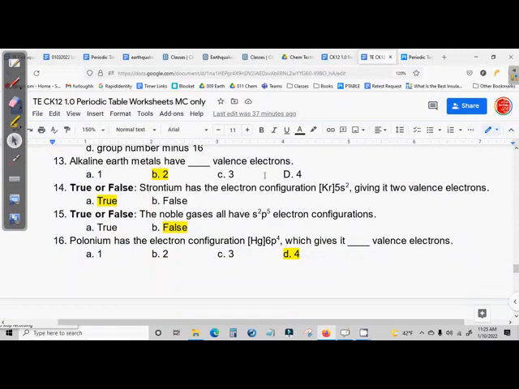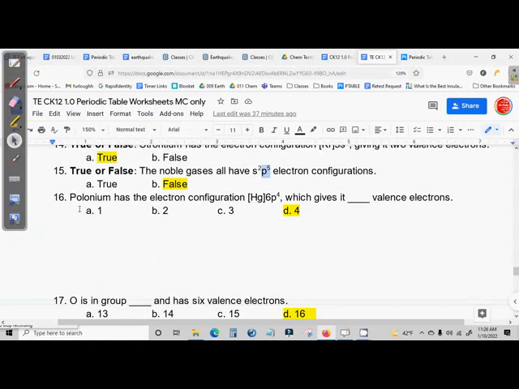Alkaline earth metals have blank valence electrons. Okay, they have 2. Everything in group 2 has 2 valence electrons. Everything in group 1 has 1 valence electron. Strontium has that configuration, so that is true. It has 2 valence electrons. That's the 2 right there. Noble gases, this should be a 6. It should be s2p6 for noble gases. Polonium has the electron configuration 6p4, which gives it 4 valence electrons.